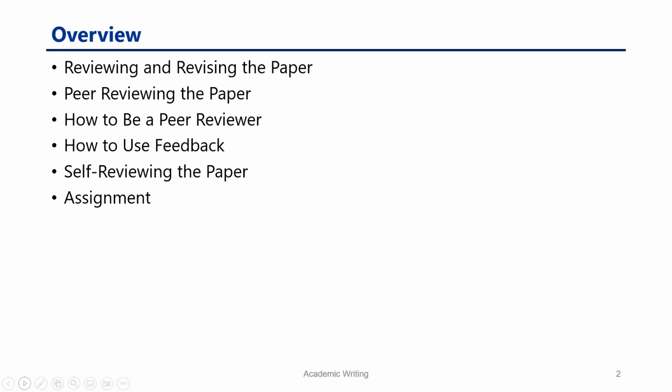First, we'll learn how to get another classmate to peer review your paper. Then we'll learn about how you can do a peer review on a classmate's paper. And we'll learn how to use the feedback you get from your classmate. We'll also learn how to self-review your own paper. And you can also apply the using feedback skills there. Finally, we'll look at the assignment for this week.